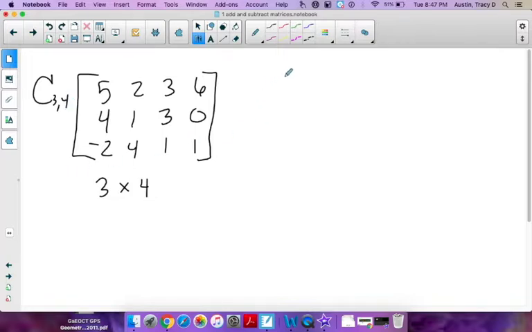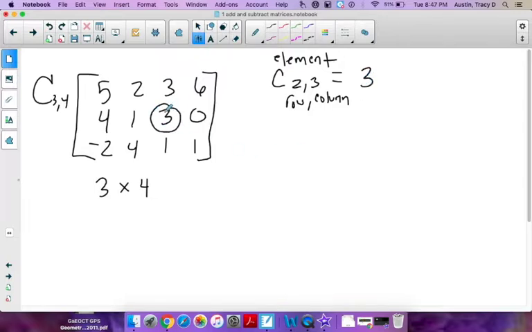If I asked you what C23 is, if I wanted to know what this element was, you should be able to pick out a specific element from a matrix. So I'm looking at matrix C, and I want row 2, column 3. I want the number that is in row 2, column 3. And the answer is 3. This one right here. Okay?